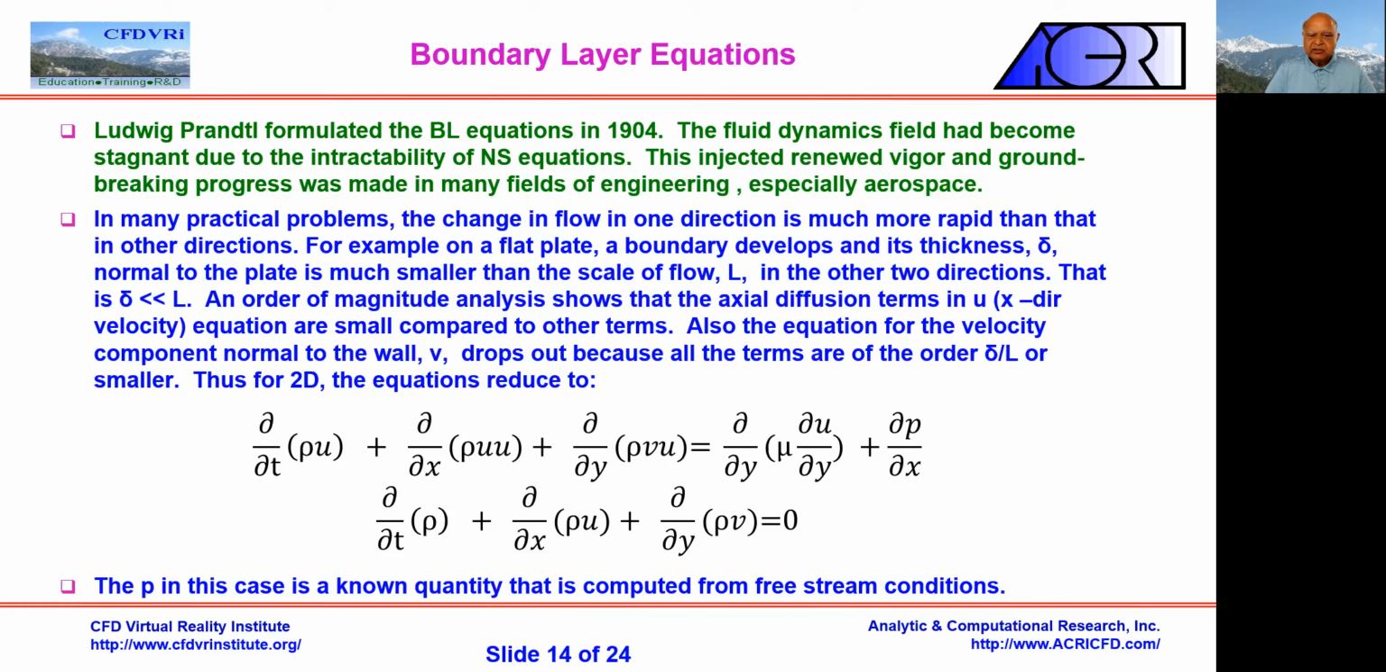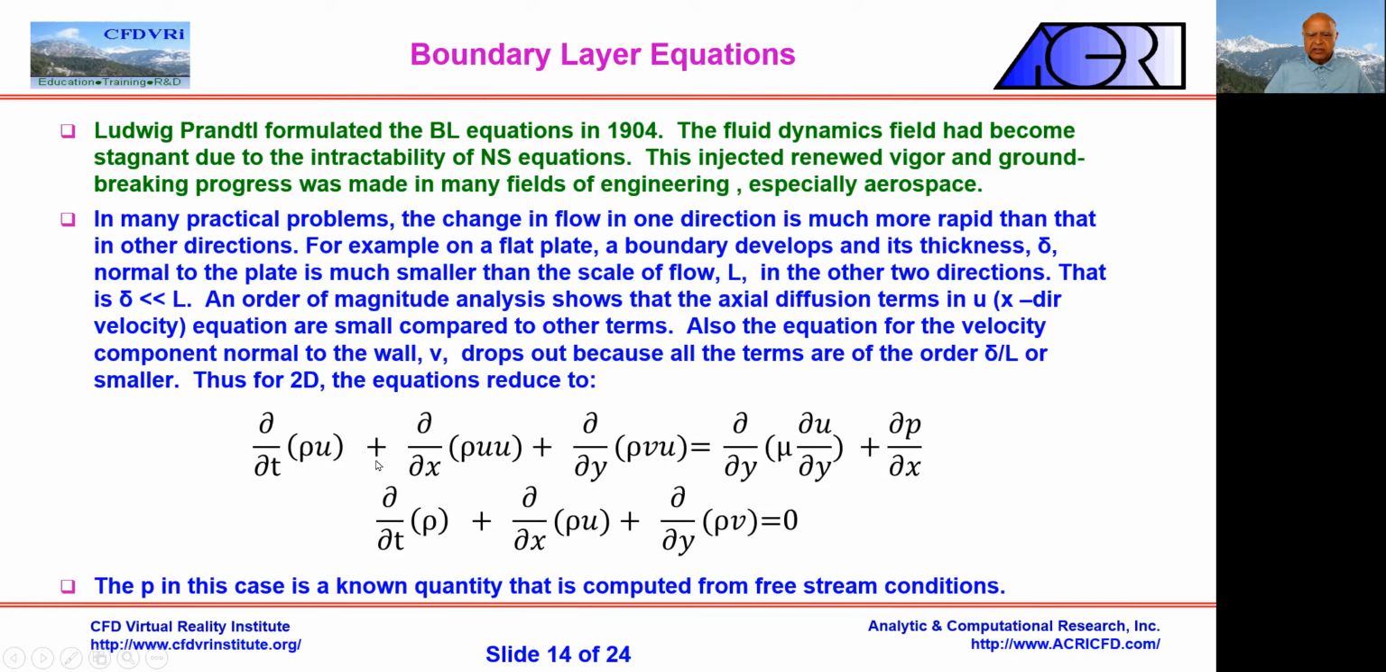So the 2D Navier-Stokes equation then reduces to this simple form: the convective component plus the diffusive or the stress only in the normal to the plate, the Y component, and pressure gradient along the plate. The V velocity equation is absent and the continuity equation is given here.